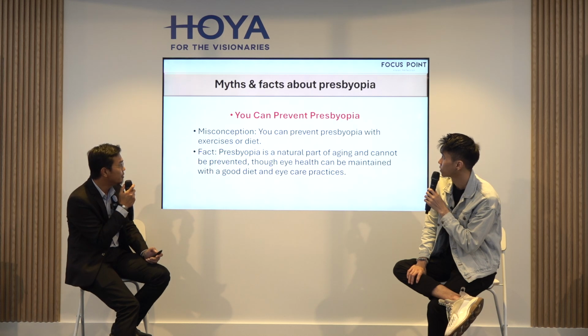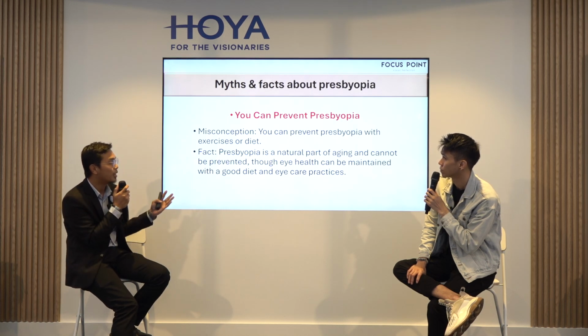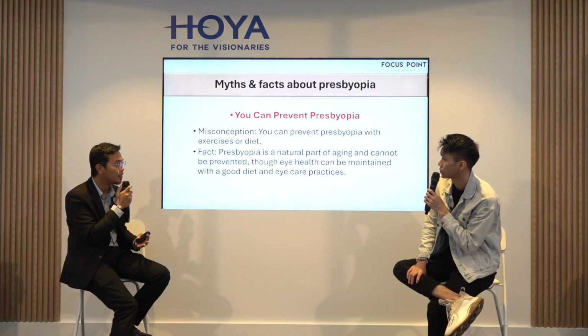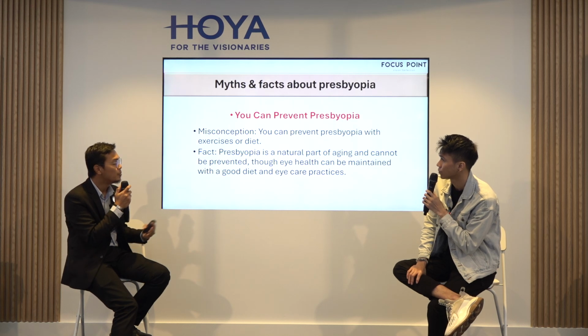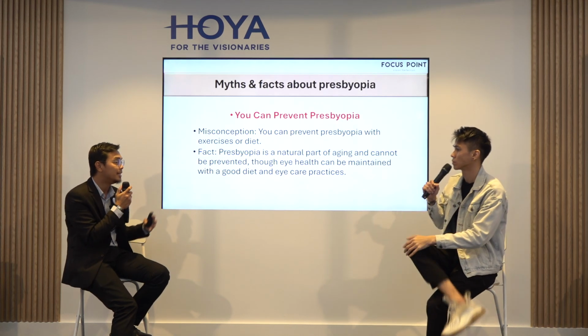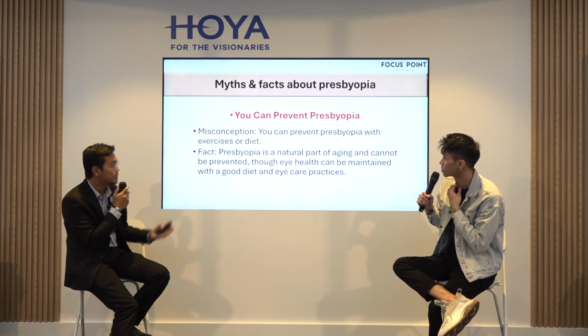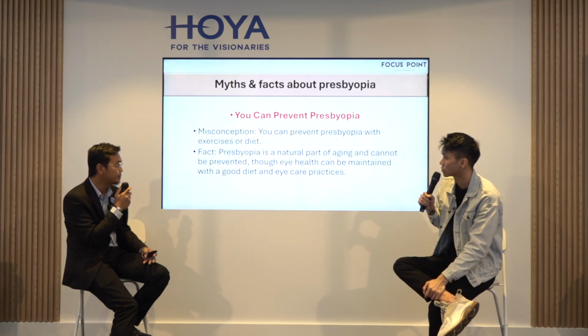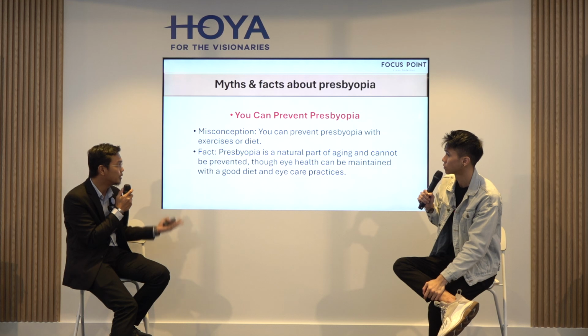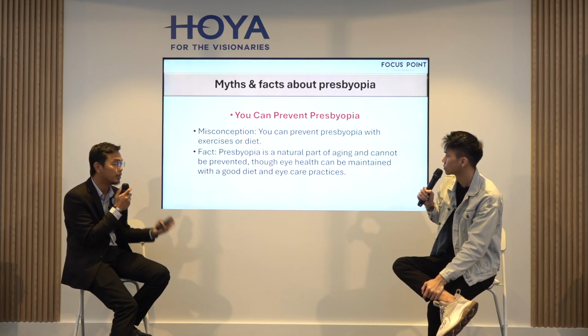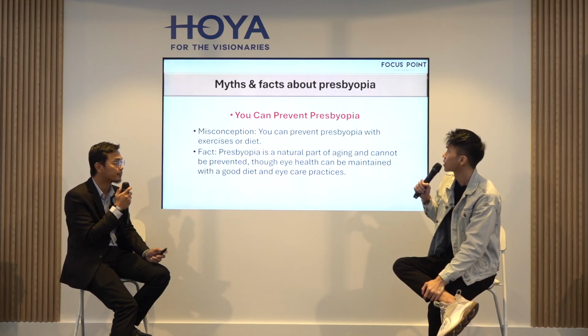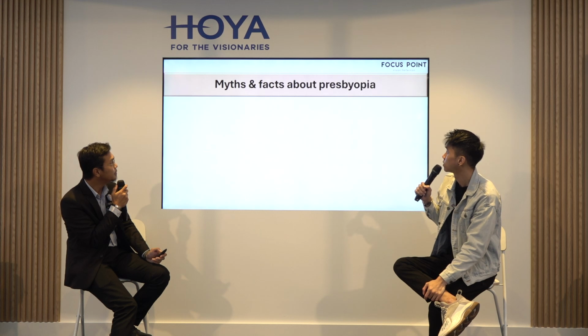Basically, you cannot prevent it. Some people think that if you eat a good diet and exercise, you can prevent it. You may slow it down or delay it, but you will still have this problem. Presbyopia is a natural part of aging. You cannot prevent it, although good exercise and a good diet are very good for your overall health. And the last one, I think.